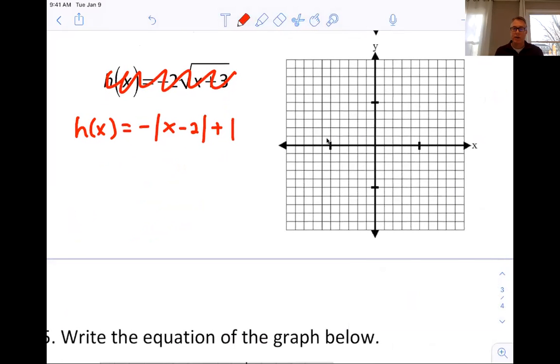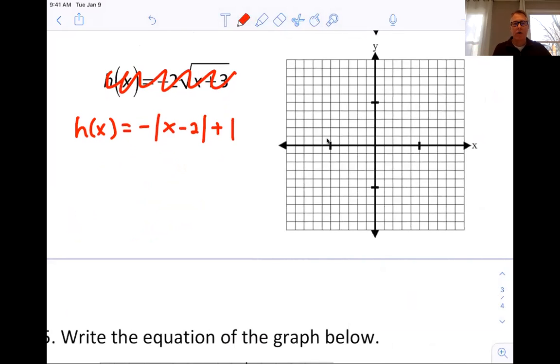So lots going on in this graph. We've got a reflection because we are multiplying by a negative. We have the minus 2 inside. That's going to move the graph to the right. We have the plus 1. That's going to move it up. And you might be asking yourself, well, wait, which one do we do first? You follow the order of operations.